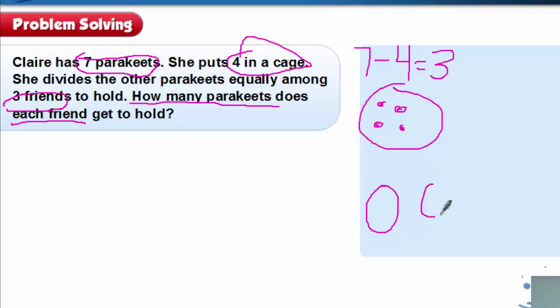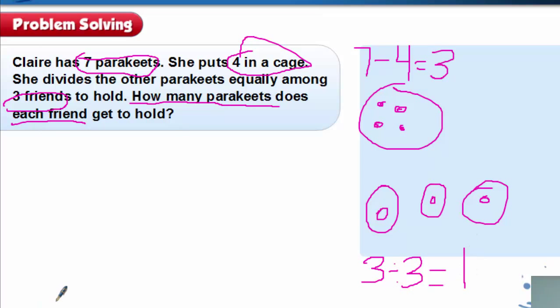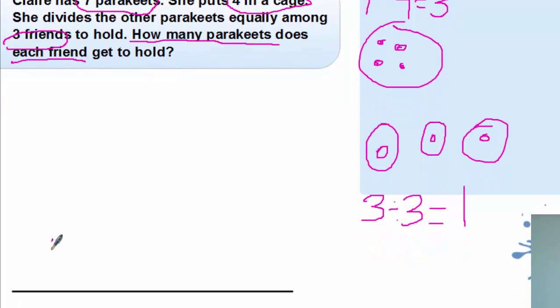So here's a friend, here's a friend, here's a friend. She has 3 parakeets that she wants to share equally with those 3 friends. So this one gets a parakeet, this one gets a parakeet, this one gets a parakeet. 3 divided by 3 equals what? That's right. So each friend gets 1 parakeet. Look how slow I'm writing.